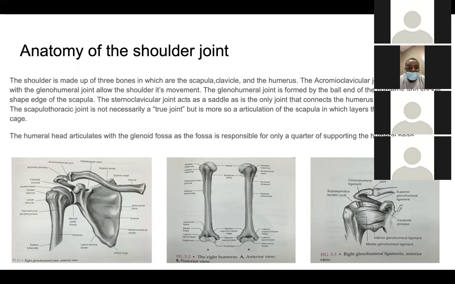The scapulothoracic joint is not necessarily a true joint, but is more so an articulation of the scapula which layers the posterior thoracic cage. The humeral head articulates with the glenoid fossa, as the fossa is responsible for only a quarter of supporting the humeral head. The first image displays the right glenohumeral joint, anterior view, in which we can see the glenoid fossa. The second displays the right humerus, the anterior view and posterior view. And the third image displays the right glenohumeral ligaments in its anterior view.